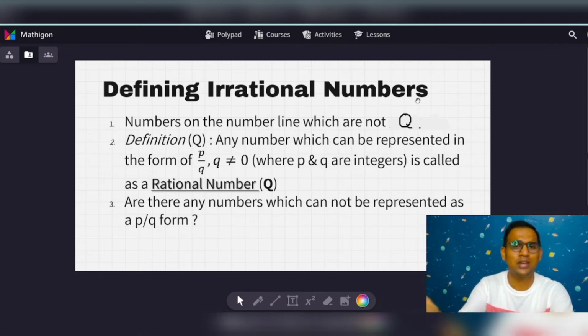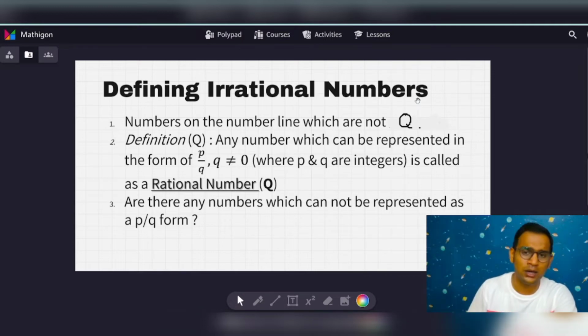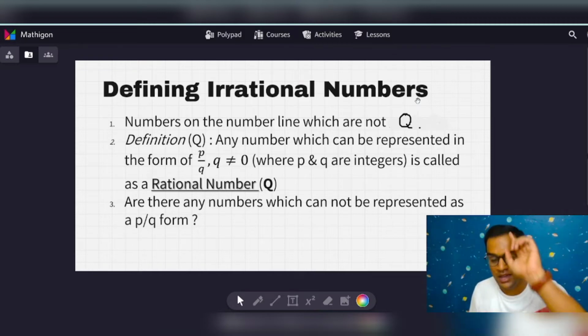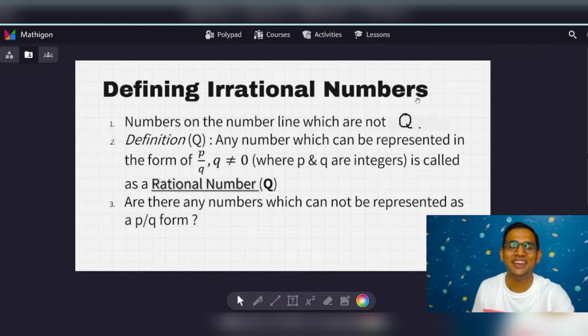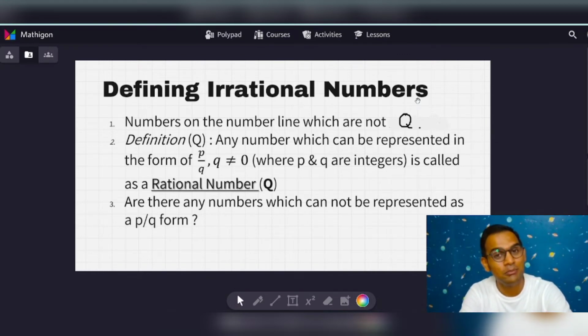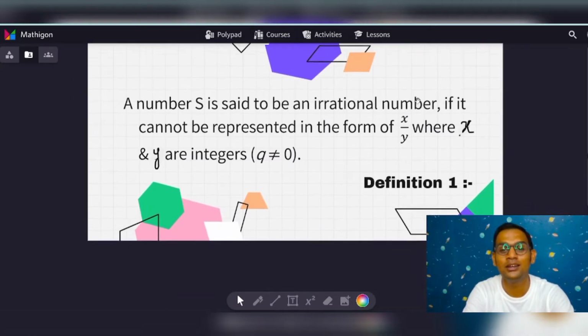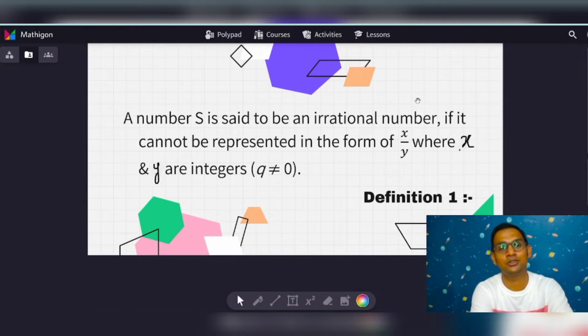Any number which can be represented in the p by q form, where q is not equal to 0 and p and q are integers, is called a rational number. We have already referred to this. So now, are there any numbers which cannot be represented in the p by q form? That's the $1,000,000 question: are there numbers which cannot be represented in p by q form? And that is the number one definition of irrational numbers.